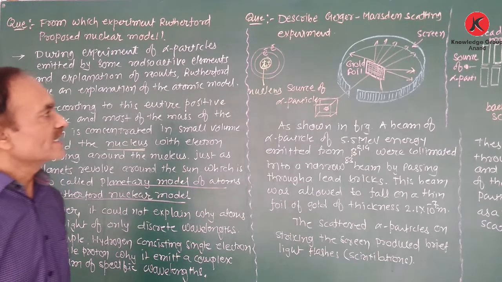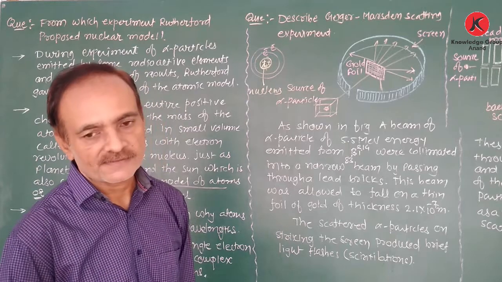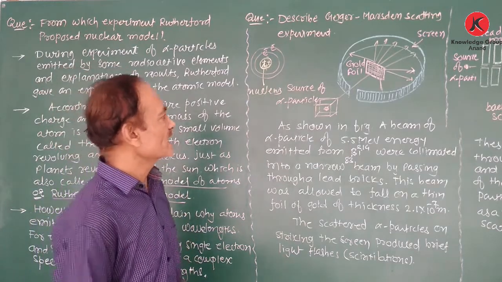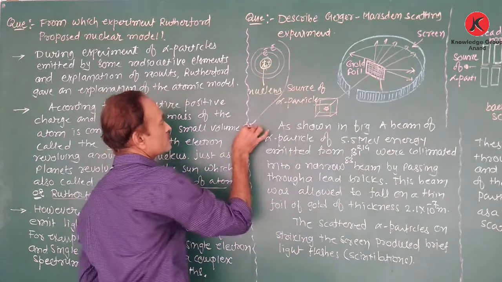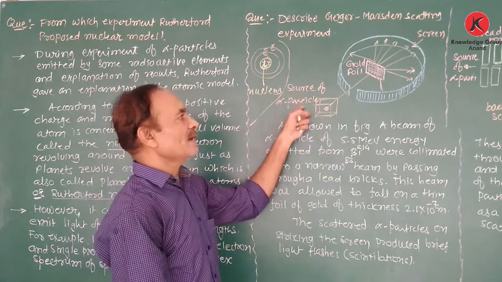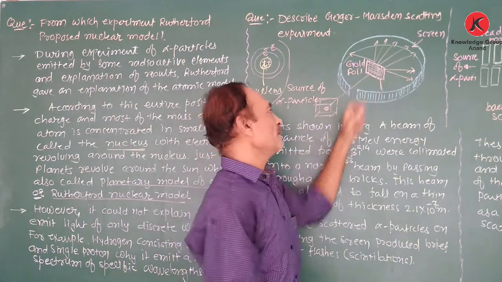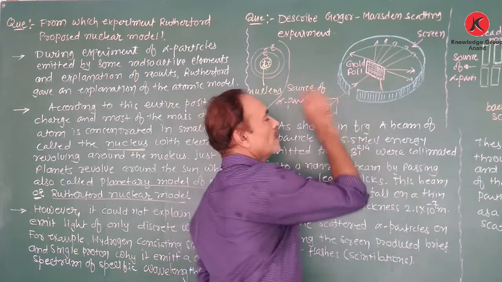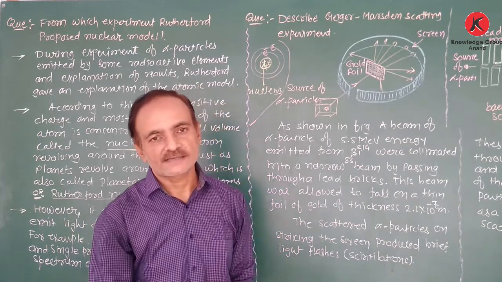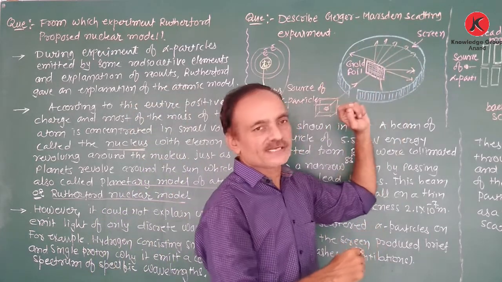After that, we describe the Geiger-Marsden experiment, or the scattering experiment. What is the Geiger-Marsden scattering experiment? Here in the figure, there is the source of alpha particles, and here there is the gold foil. When the beam of alpha particles is incident on the gold foil, the alpha particles are scattered in different directions. Here the circular screen is present.